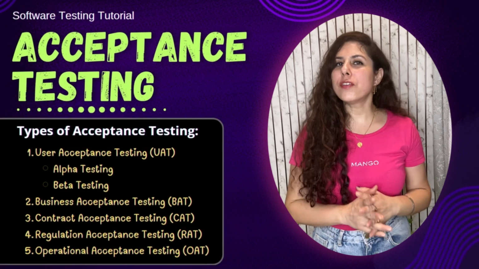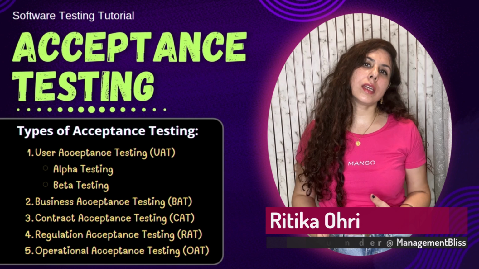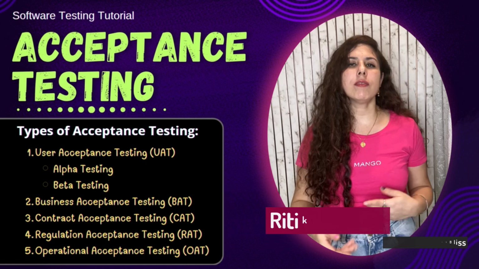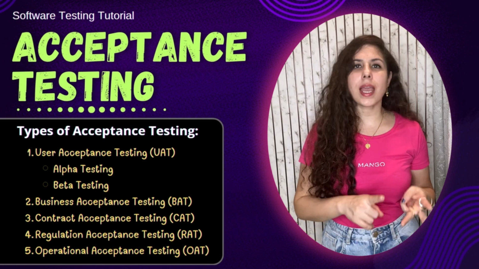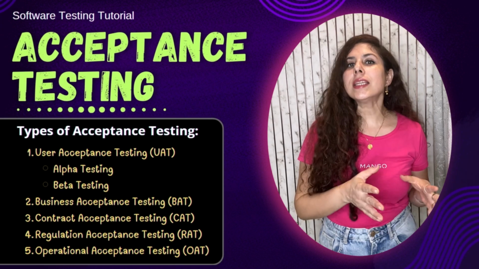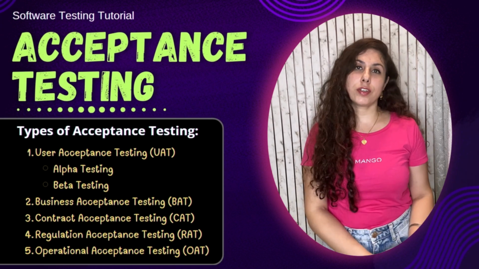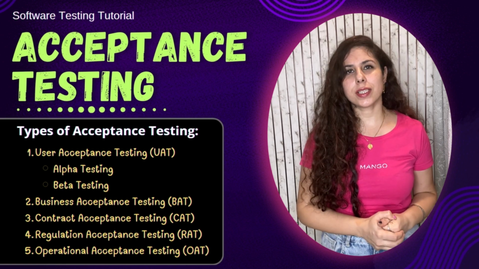Hello everyone, welcome back. In our previous videos of our series on software testing, we explained the first three levels of testing in detail. That is unit testing, integration testing and system testing. In this video, however, we will explain the fourth and the last level of testing, that is acceptance testing. So let's get started with it.